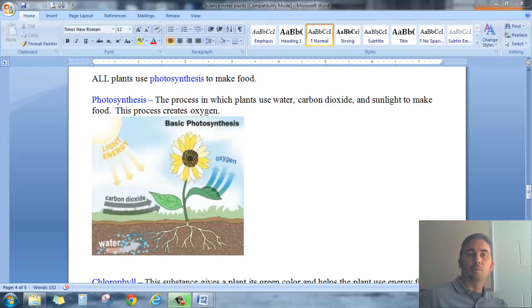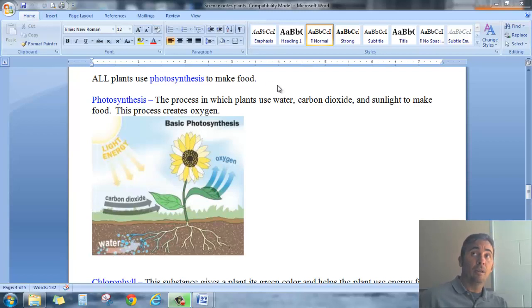So last time we talked about gymnosperms and angiosperms and the differences between those two types of vascular plants. But today we're going to talk about something a little different. Again, that's photosynthesis and chlorophyll. So we'll start off by saying that photosynthesis is the name of a process that plants use to make their own food. Plants make their own food.